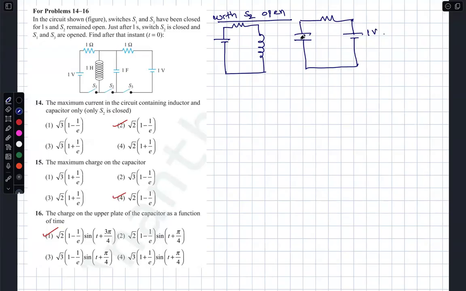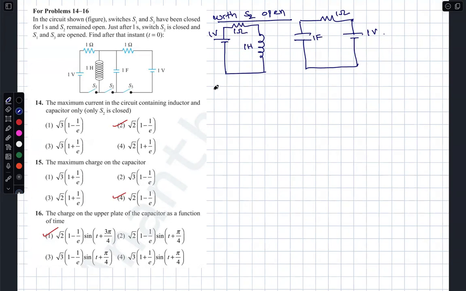1 volt, 1 volt, 1 Henry, 1 ohm, 1 farad, 1 ohm.